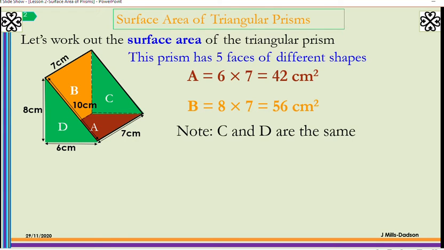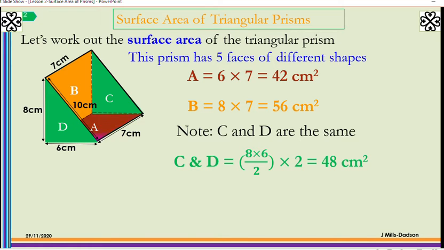Then you see C and D are the same. They are both triangles. So you work out one triangle and you double it. And the triangle formula is base times height, then you divide it by 2. So for C and D, 8 times 6, height times base, divide by 2. Then you times it by 2. That will give you 48 cm squared.